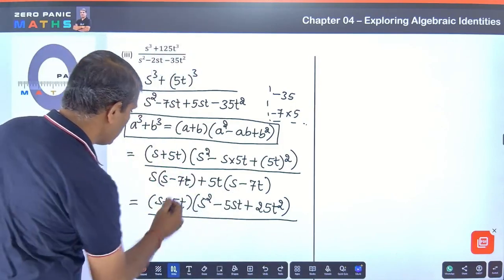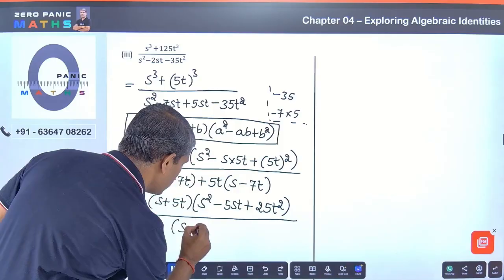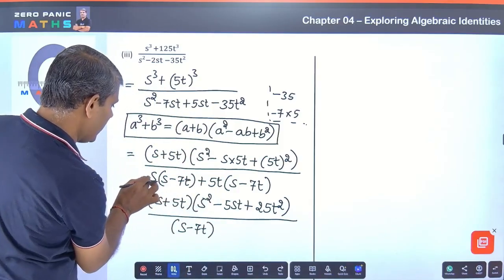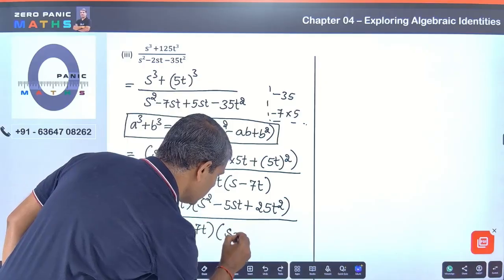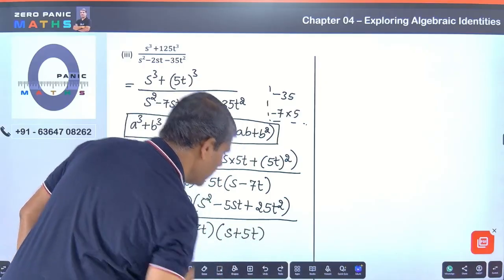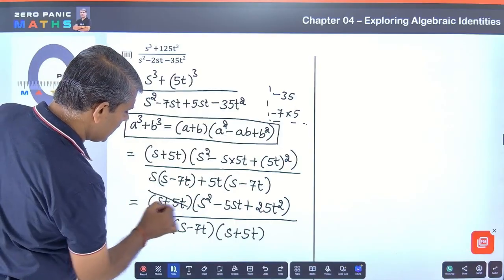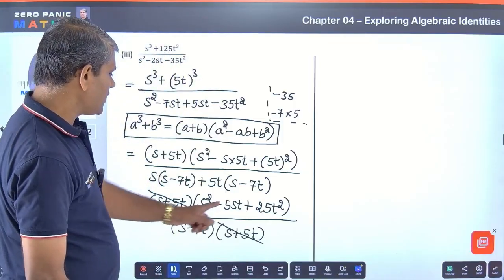You're getting it right, because it's a simple one and we have done this so many times. So s minus 7t came as common, so what remains here is s plus 5t as the bracket. So s plus 5t and s plus 5t get cancelled, and what remains is s square and this term divided by this term.